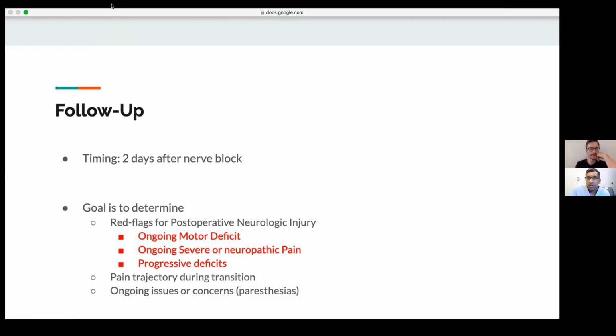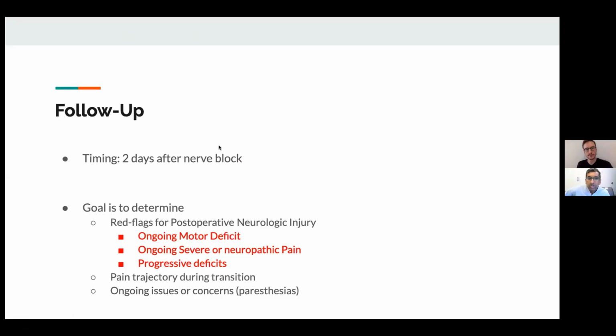And that's just to ensure, mainly, that we have not had any issues with post-op neurologic injury, which Steve mentioned we want to avoid at all costs. And I've got there that some of the red flags that we look for include any ongoing motor deficit or prolonged block. If they have ongoing severe or neuropathic quality to their pain, that can be a sign of some degree of nerve injury.